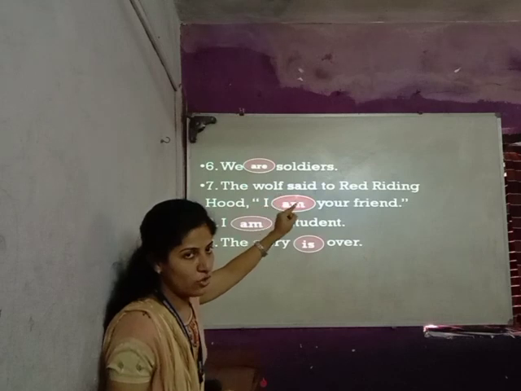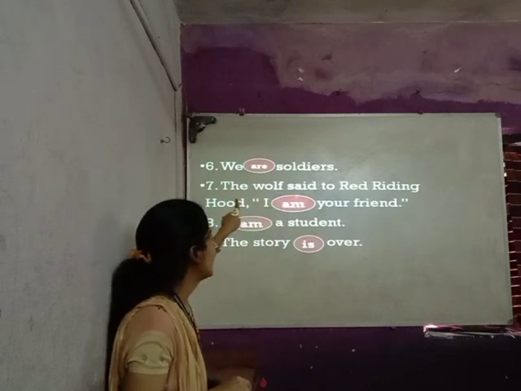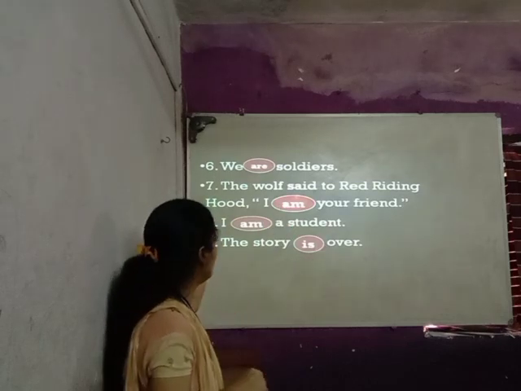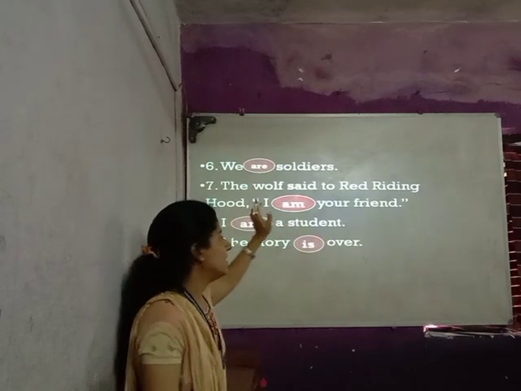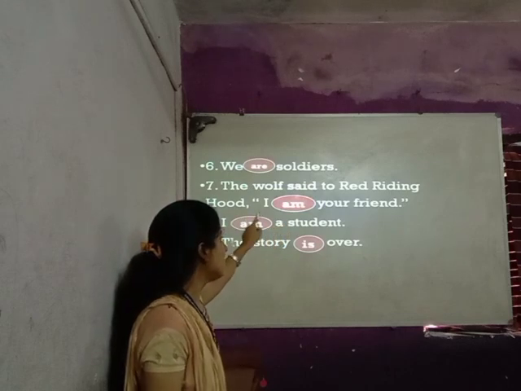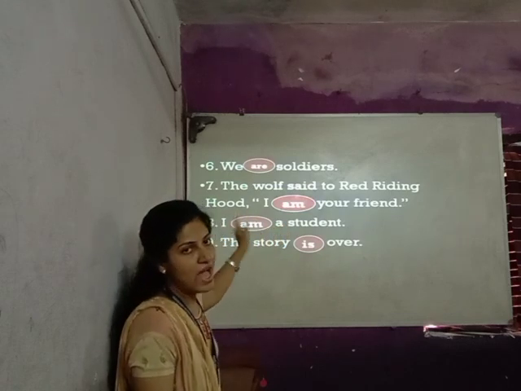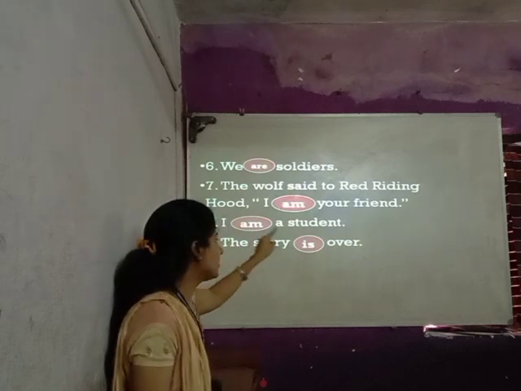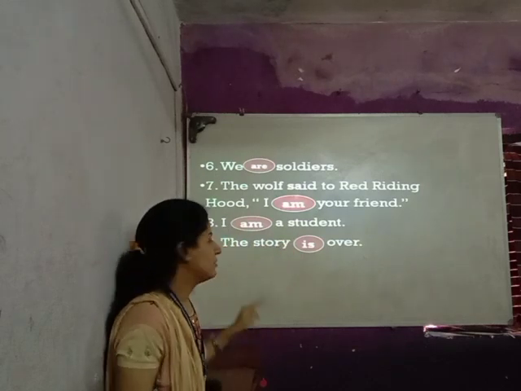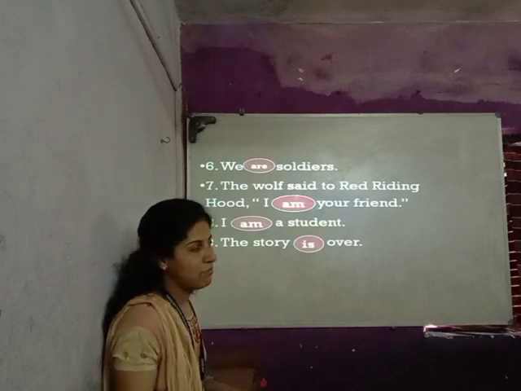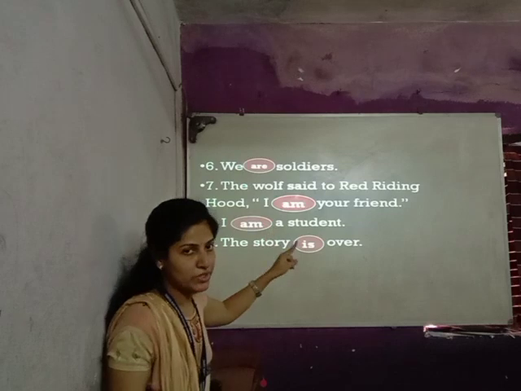Now see number 6. We are soldiers. They are in plural number, so we have used are. The number 7: The wolf said to Red Riding Hood, I am your friend. Here he is alone, so am is always used with I. The number 8: I am a student. After the I, what must we write? Am. So I am a student.